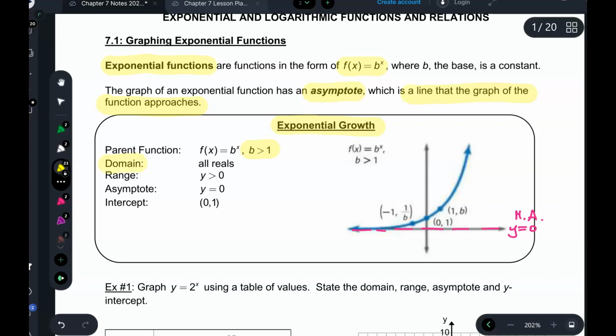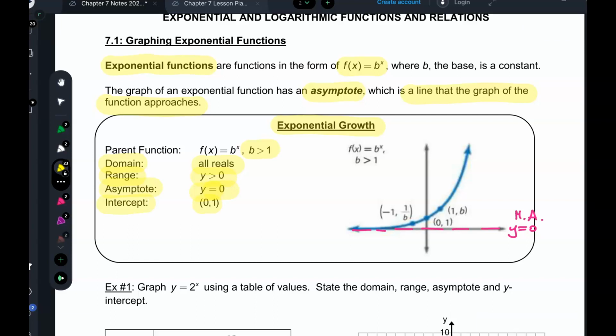Here are some important things. We have domain is all reals. What does that mean? It means I can plug in anything for x. I can plug in negative numbers, 0, positive numbers. The range, well, what's happening here? y is greater than 0, right? It's not greater than or equal to, it's not touching, and it's above the x-axis. We already said the asymptote was y equals 0, and the intercept is (0, 1). Why is it (0, 1)? What happens when I have anything to the 0 power? It's 1. So when I plug in 0, I'm always going to get 1.